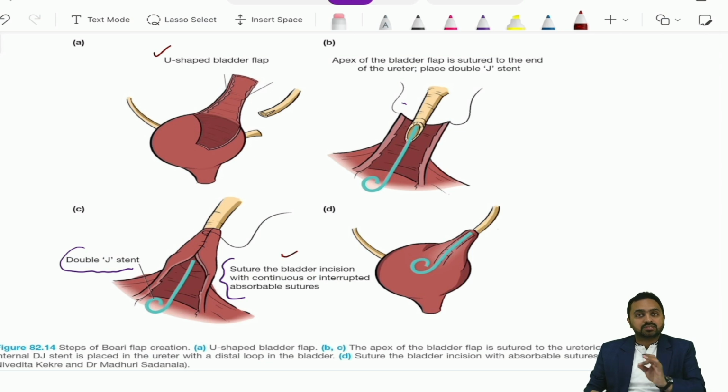So this can come as a one-liner MCQ to you also: Boari flap is used in. So these were your few important points with respect to ureteral trauma.